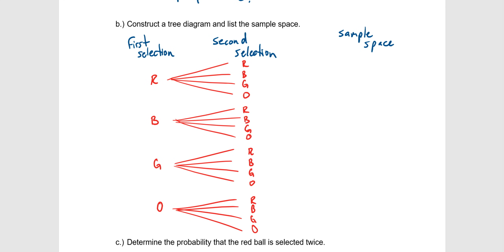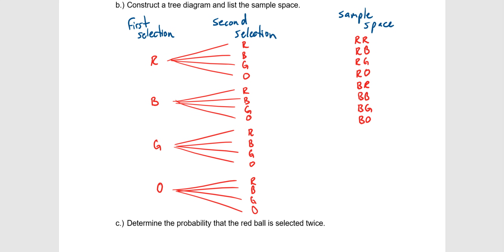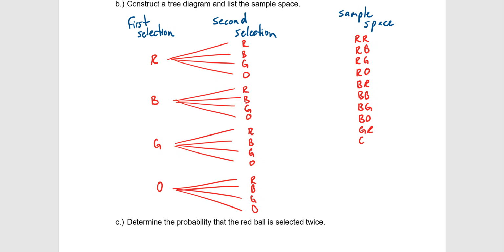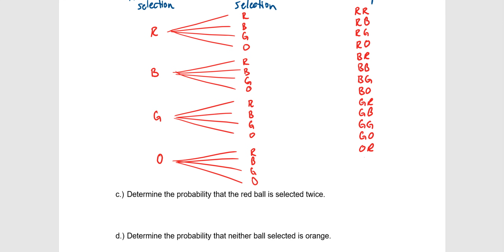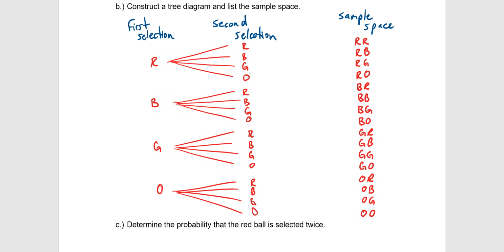So the sample space, either we can choose a red and a red, red and a blue, red and a green, red and an orange, or blue and a red, blue and a blue, blue and a green, blue and an orange, or green red, green, blue, green, green, green, orange. And then lastly, orange, red, orange, blue, orange, green, orange, orange. So those are all of our possible outcomes for these experiments.